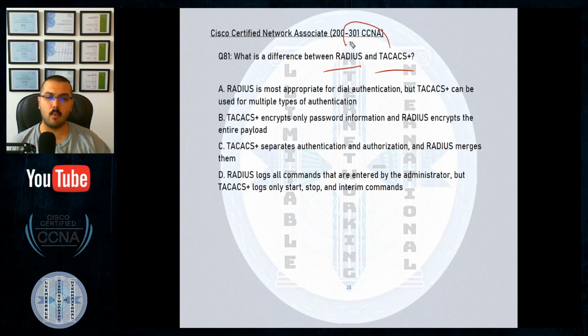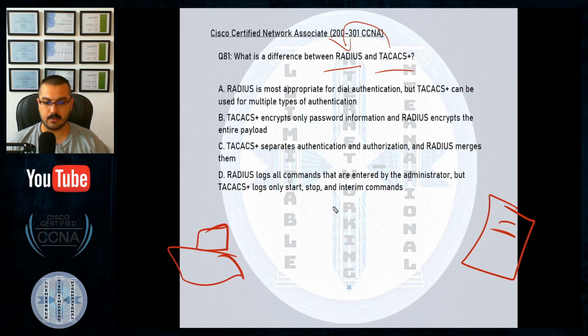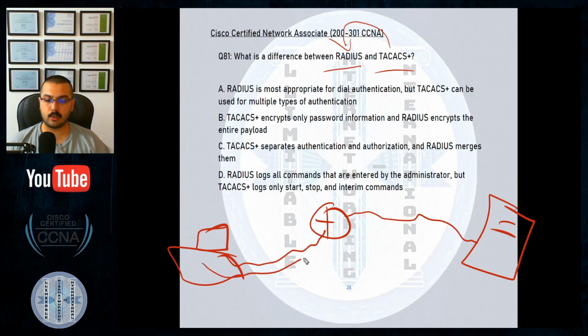TACACS is way more preferred than RADIUS. Because this is your PC, and this is the server, and this is a router in the network. You would like to access this router by SSH. This router is connected to a AAA server. When you hit your credentials here, the router will send your credentials to this server, asking whether those credentials are authenticated and what the authorization of it is, and it will reply.